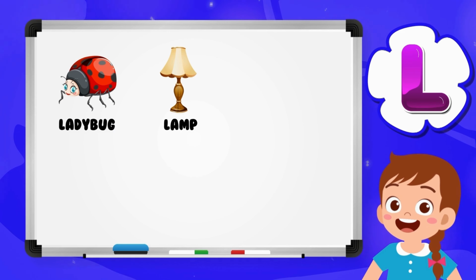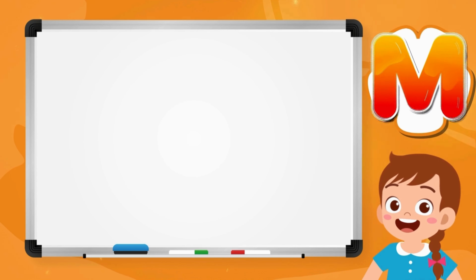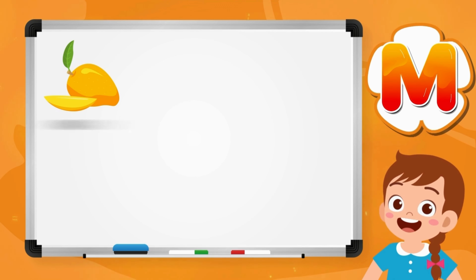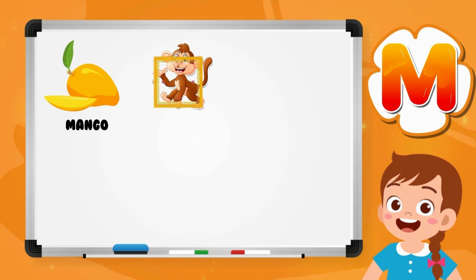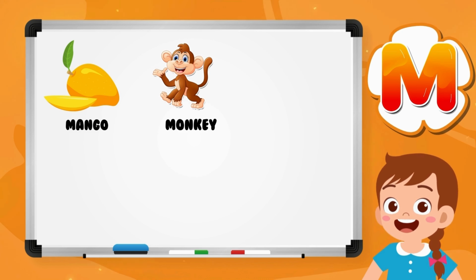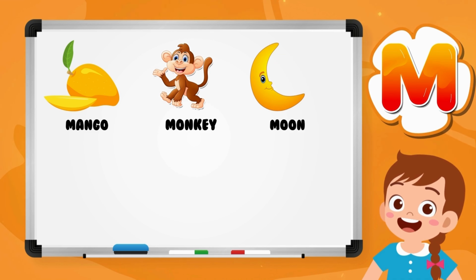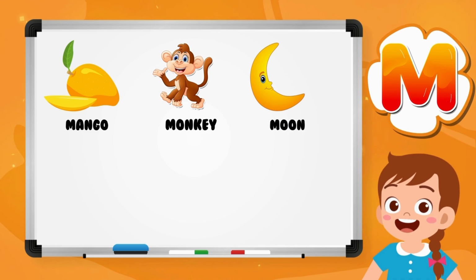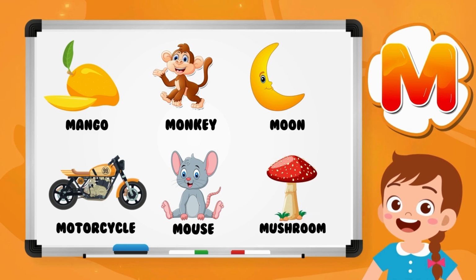M. M is for mango. M is for monkey. M is for moon. M is for motorcycle. M is for mouse. M is for mushroom.